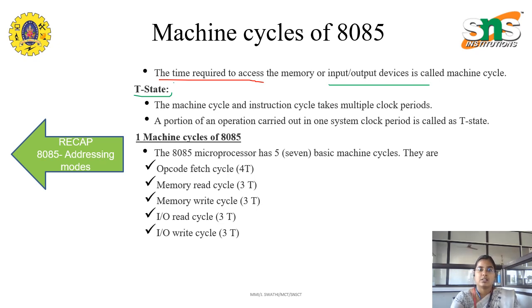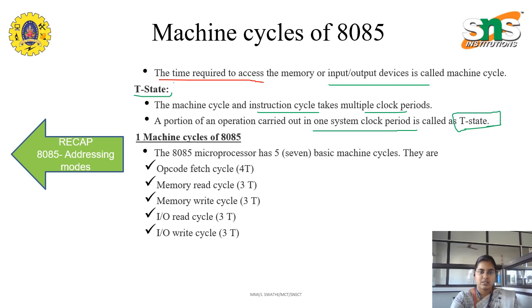The machine cycle and instruction cycle take multiple clock periods, right? The portion of an operation carried out in one system clock period is called a T state.